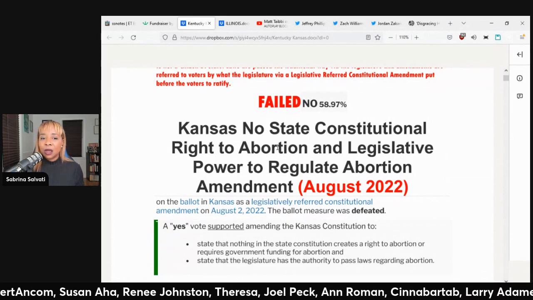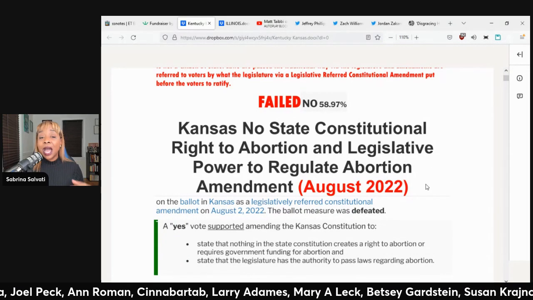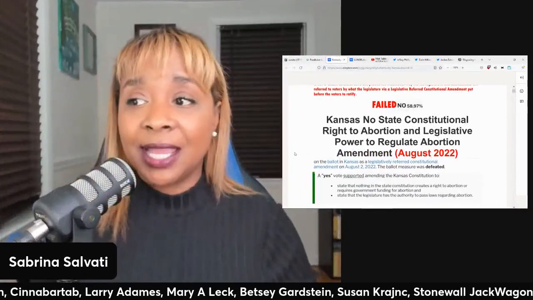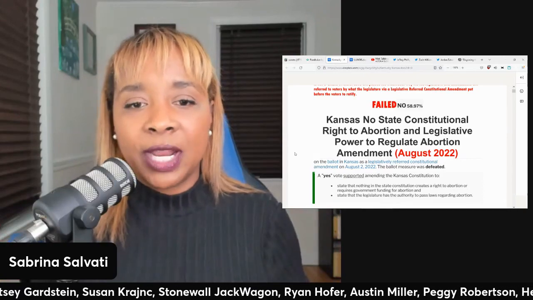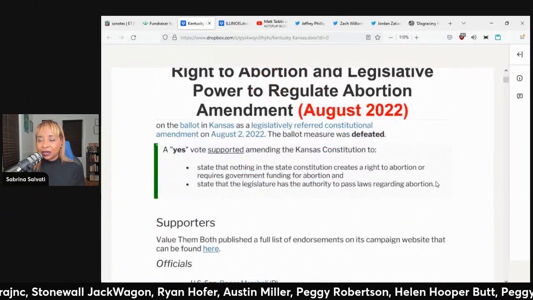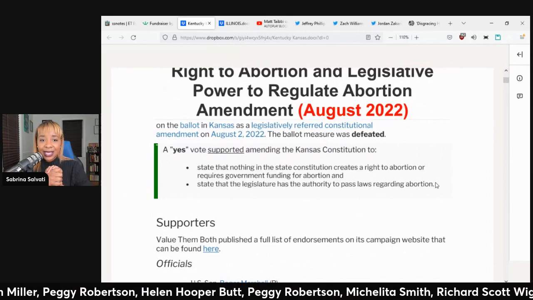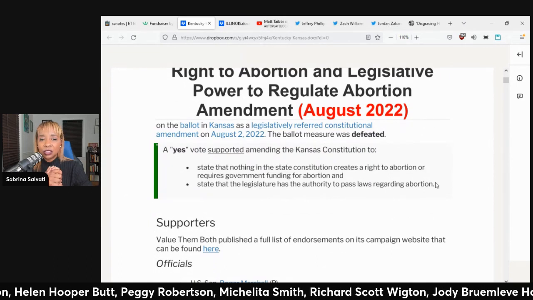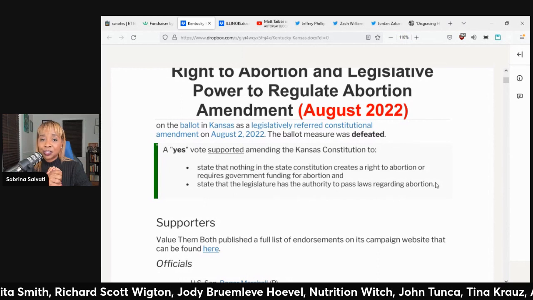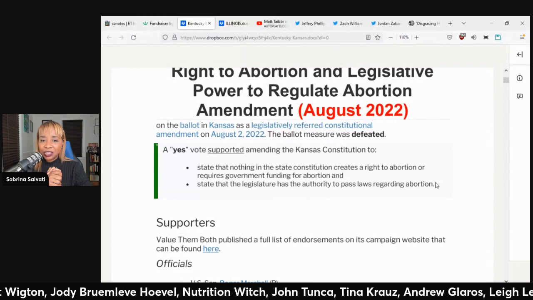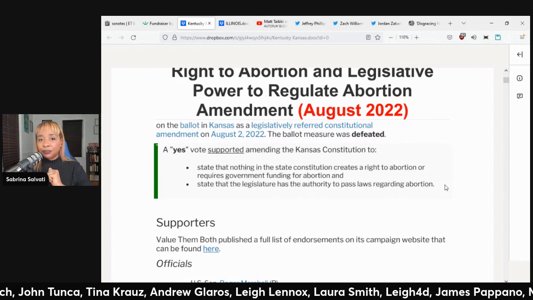Kansas, no state constitutional right to abortion and legislative power to regulate abortion amendment. So I want to explain for a second. This provision is put in place to amend the Constitution that the state already has. Let's see what happened here. A yes vote supported amending the Kansas Constitution to state that nothing in the state constitution creates a right to abortion or requires government funding for abortion, and state that the legislature has the authority to pass laws regarding abortion.